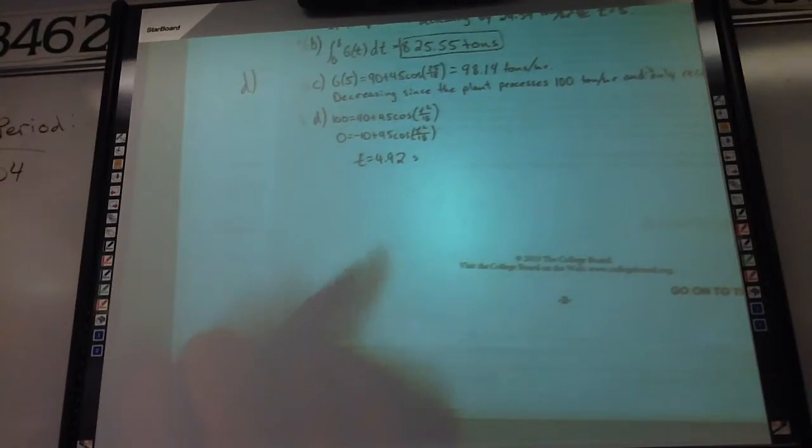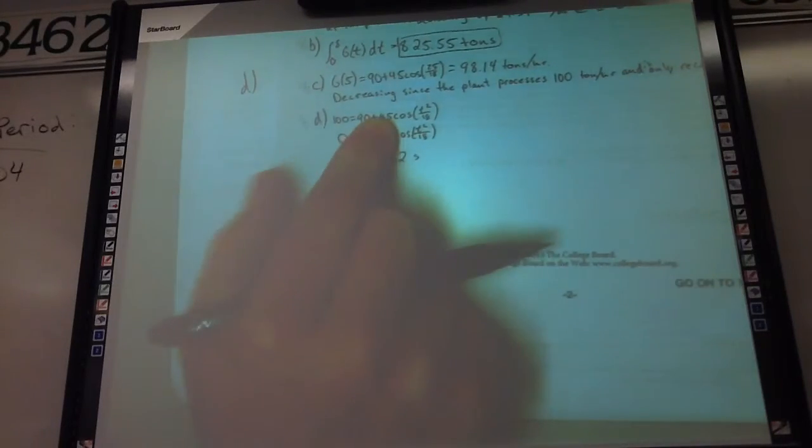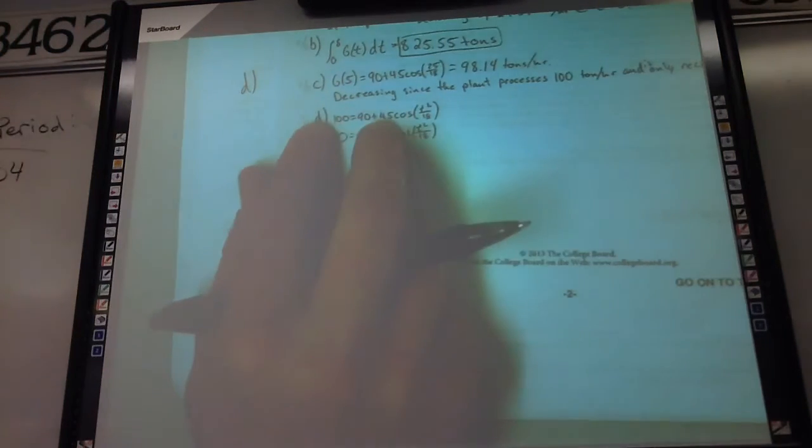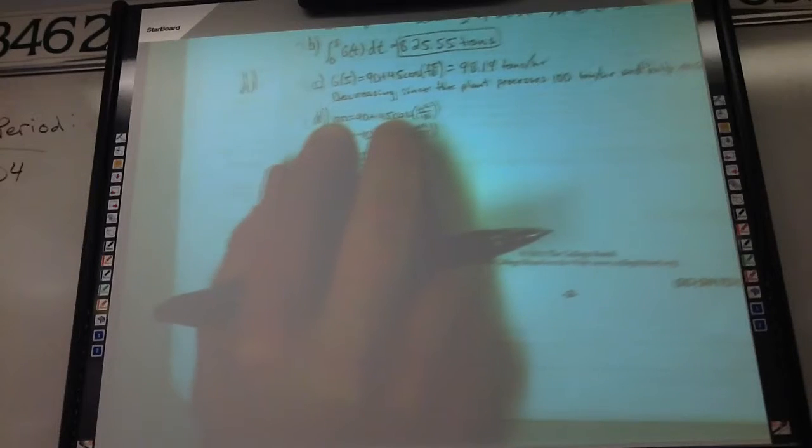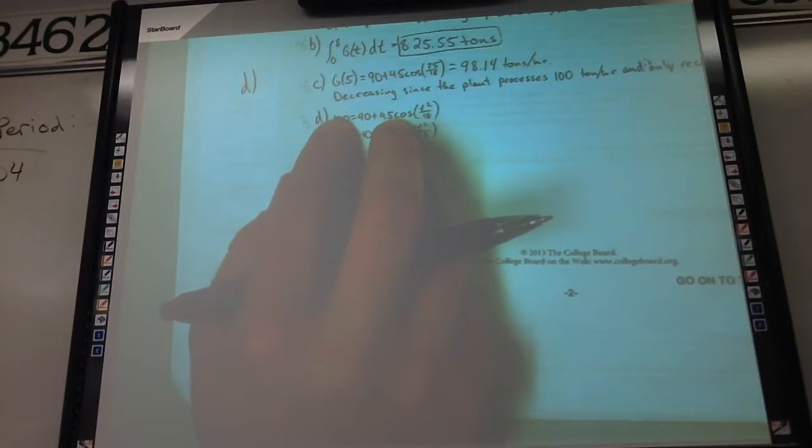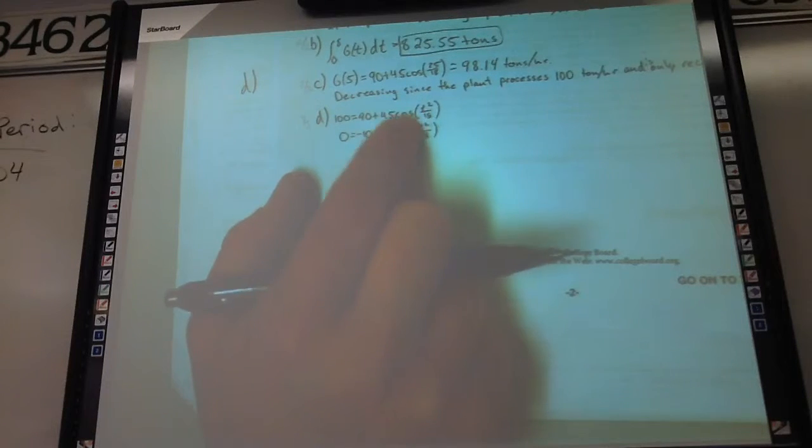That's funny. I set this, the 100 is the ton, right? That's how much they process, and this is how much shows up. So right when those are equal, that's where you're going to have your most gravel.